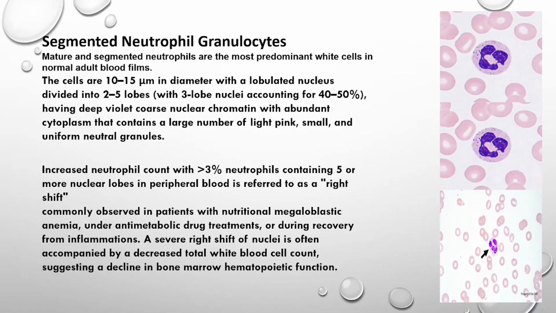inflammations. A severe right shift of nuclei is often accompanied by a decreased total white blood cell count, suggesting a decline in bone marrow hematopoietic function. That should be noted.